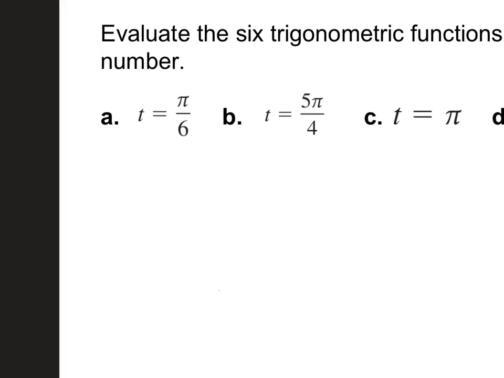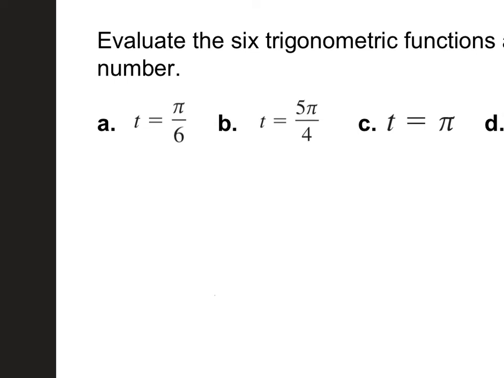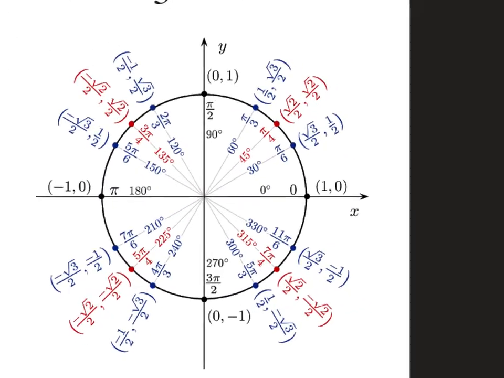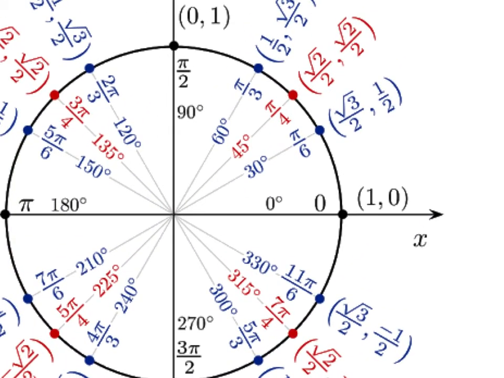So the first thing I'm going to do is I'm going to write down letter A. This is what I expect to see on WebAssign tonight. They're telling me that theta, or the angle to look at, is pi over 6. So I'm going to go over to my unit circle. What is the ordered pair that you guys see at pi over 6?